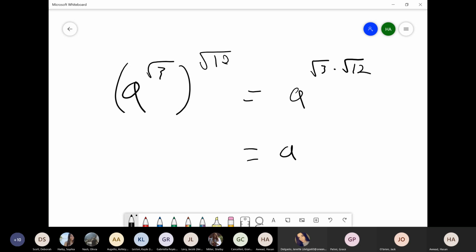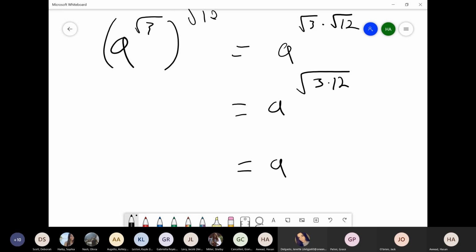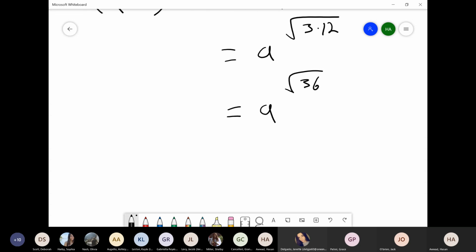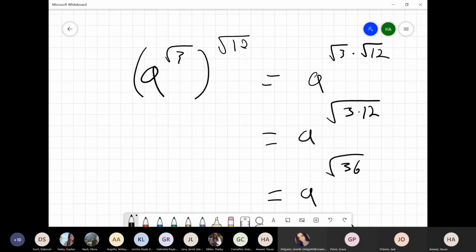So we keep it a square root, and we now have 3 times 12 underneath 1 square root. So simplifying this even more, we now have a to the square root of 3 times 12, which gives you 36. And then finally, when you take the square root of 36, you get a to the 6th power, and you're done. It is now simplified. Does anybody have any questions?